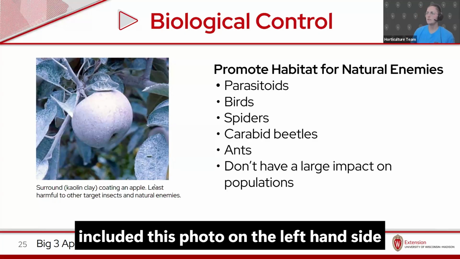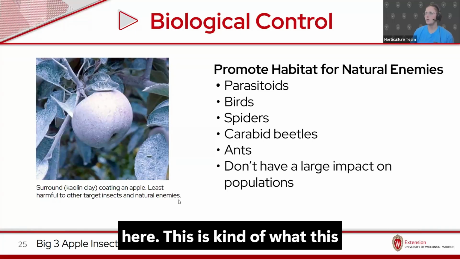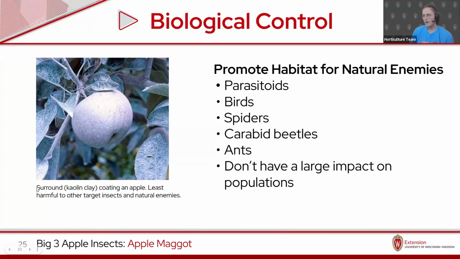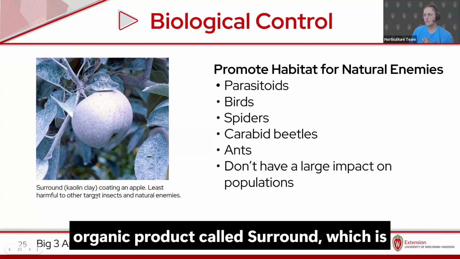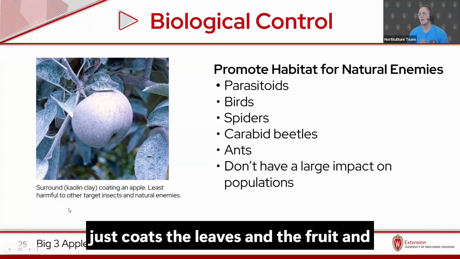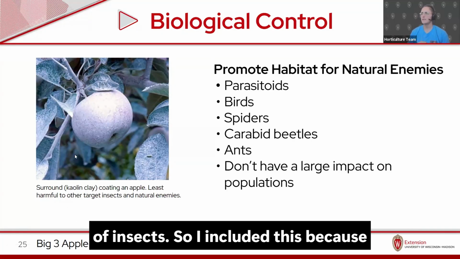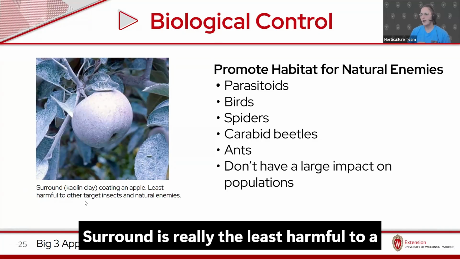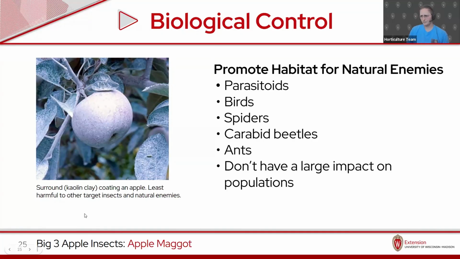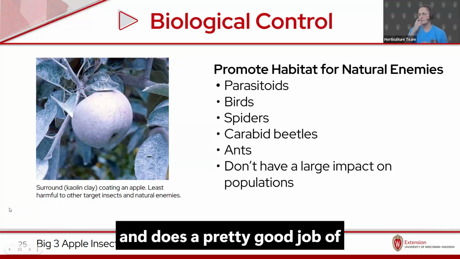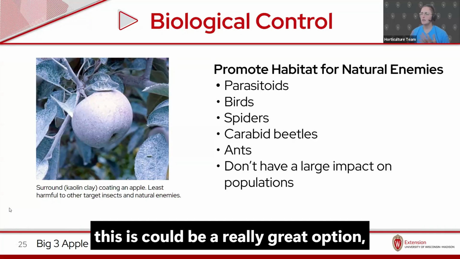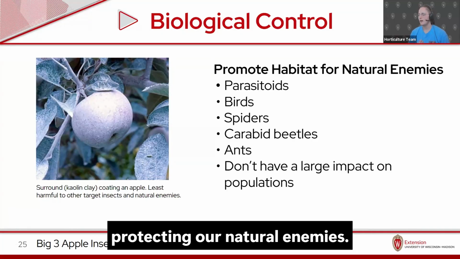And then I included this photo on the left-hand side here. This is what this product is, it's not a biological, it's an organic product called Surround, which uses kaolin clay, which essentially just coats the leaves and the fruit and doesn't taste or smell very good to a lot of insects. So I included this because Surround is really the least harmful to a lot of these natural enemies, and does a pretty good job of keeping pests at bay. So this could be a really great option, especially if we want to consider protecting our natural enemies.